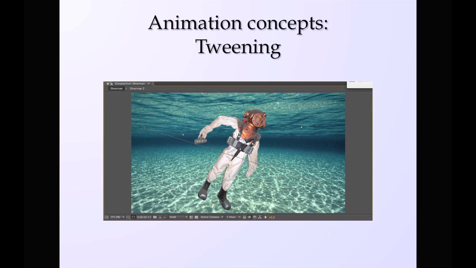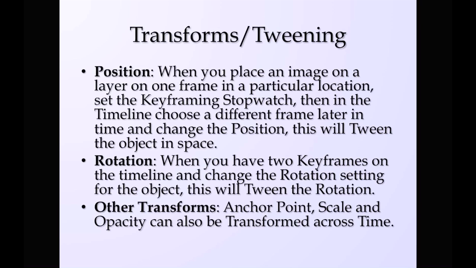Another animation concept is tweening. So, transforms of tweening in After Effects, you can use position. When you place an image on a layer on one frame in a particular location, you set the keyframing stopwatch, and then in the timeline, choose a different frame later in time and change the position. After Effects will tween the object in space. When you have 2 keyframes on the timeline and change the rotation setting for the object, this will tween the rotation in space.